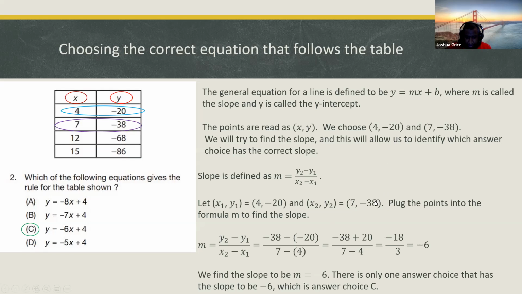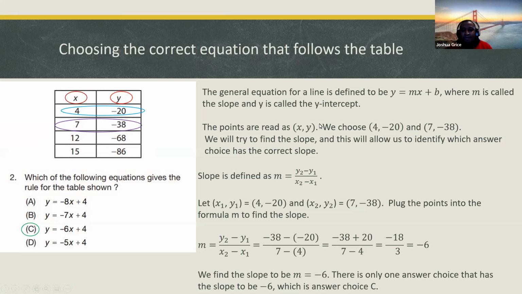And then this reduces to -18 over 3. And this becomes -6. So notice we have found the slope to be -6. And recall this equation. When you think of slope, the slope is just the number that multiplies x. And if we look at the answer choices, there's only one answer choice which has -6 multiplying x.